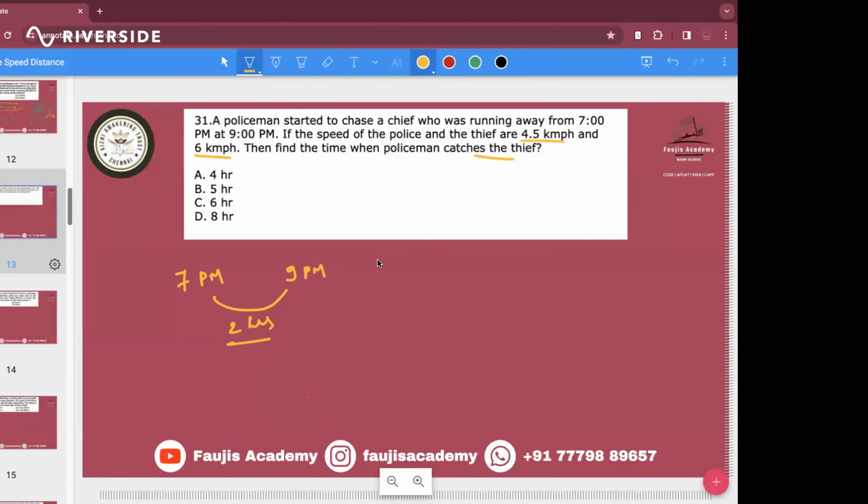If the policeman catches the thief, obviously the policeman will have a higher speed. So the police speed is 6 and the thief's speed is 4.5. But the thief ran for 2 hours at 4.5. That means the thief is now 9 kilometers away when the police started from the police station. This is the concept of relative speed. He had already traveled 9 kilometers.